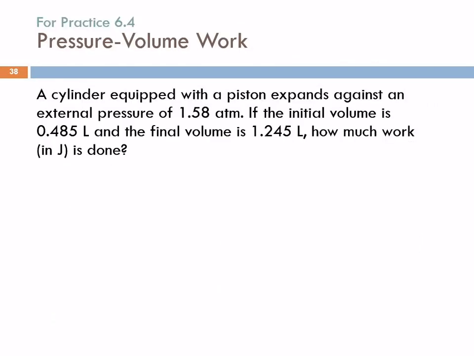So let's do an example. A cylinder equipped with a piston expands against an external pressure of 1.58 atmospheres. If the initial volume is 0.485 liters, the final volume is 1.245 liters. How much work in joules is done? Well, let's identify these different things. 1.58, that must be a pressure, right? Pressure is 1.58 atmospheres.